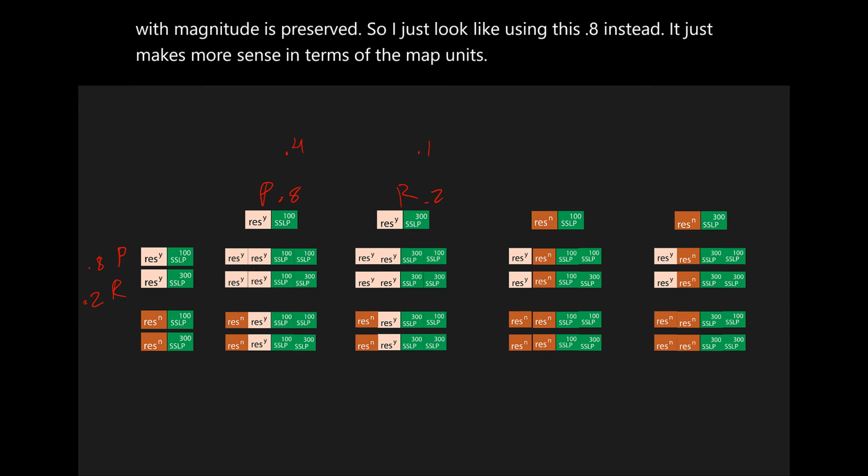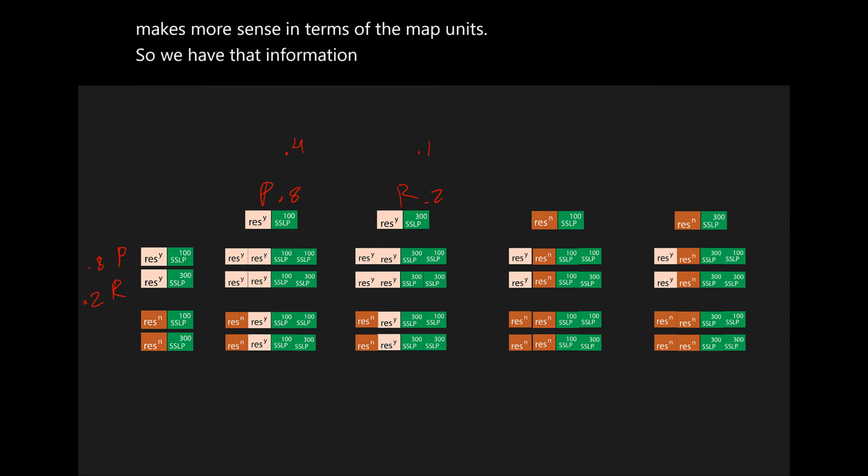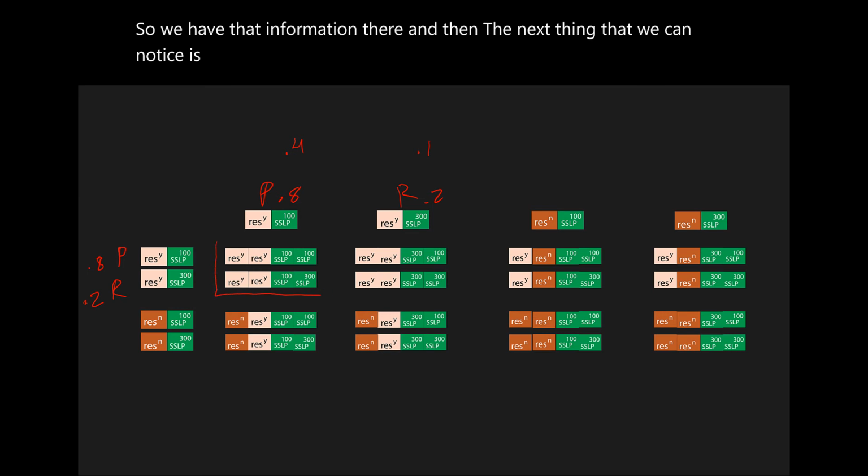So we have that information there. And then the next thing that we can notice is what interactions in terms of gametes are taking part in this subquadrant.